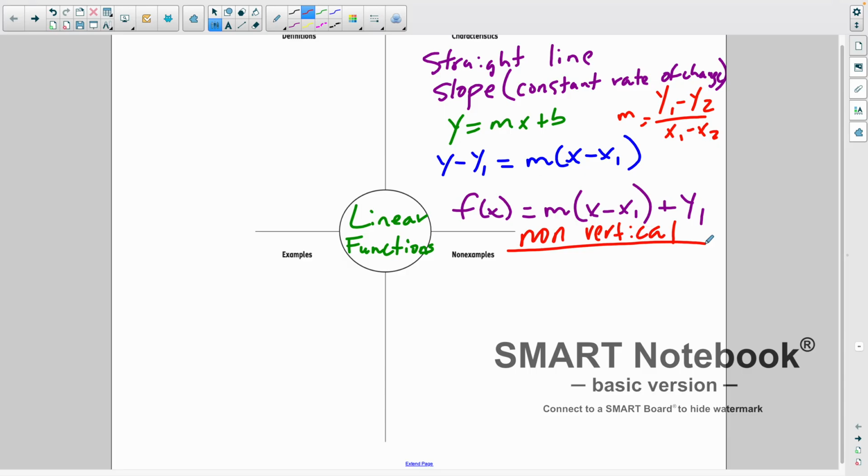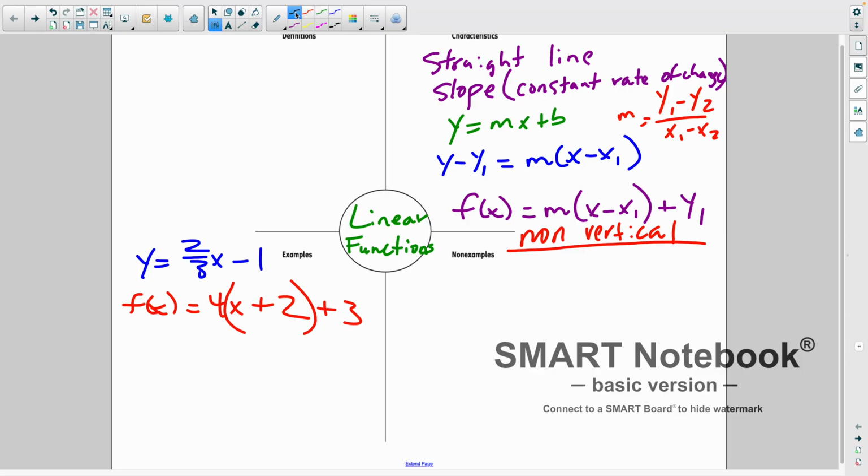Okay? All right. Now, examples. We could say y equals 2x minus 1. That would be an example of a linear function. We could say f of x equals 4x plus 2. That would be an example. Okay? Matter of fact, I could put parentheses around that, do that. Is that still a linear function? Yes. Okay?